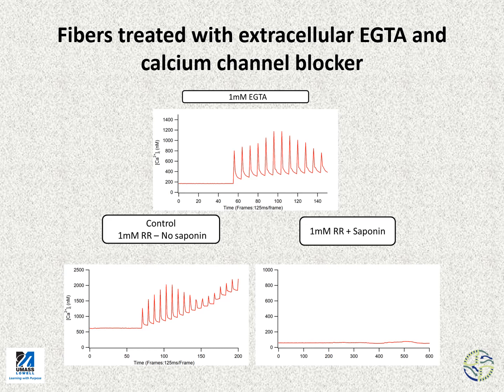Then I did some experiments to confirm that the observed calcium is coming from the intracellular stores. So first I treated the extracellular medium with EGTA, which is a chemical that takes away calcium from the extracellular medium, and I still see calcium fluctuation on the fibers. Then I used a calcium channel blocker to block the calcium release from the intracellular stores, and as you can see, the calcium response is eliminated after blocking the calcium channel, and this tells me that the calcium I'm seeing is coming from the intracellular calcium stores.